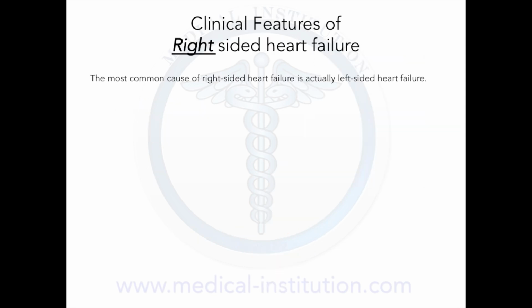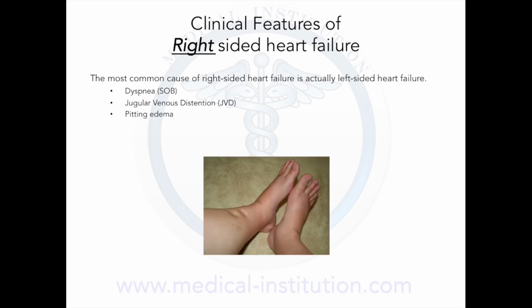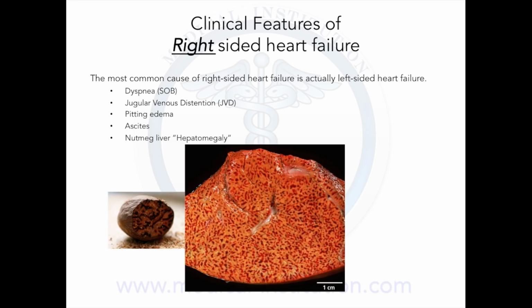The most common cause of right-sided heart failure is actually left-sided heart failure, and the common clinical features include dyspnea, since the right heart is unable to pump blood into the lungs to get oxygenated; jugular venous distension, since the jugular veins cannot empty their blood into the congested right atrium; pitting edema, which is due to fluid overload and increased hydrostatic pressure; ascites, which is due to fluid accumulation in the peritoneal cavity; nutmeg liver, which is due to chronic passive congestion of the liver, and as you can see here, it resembles a cut nutmeg.